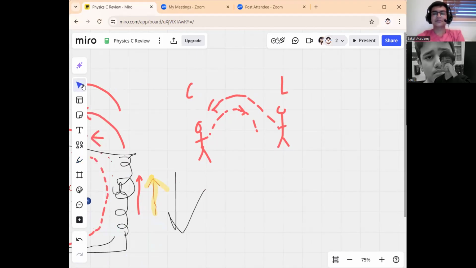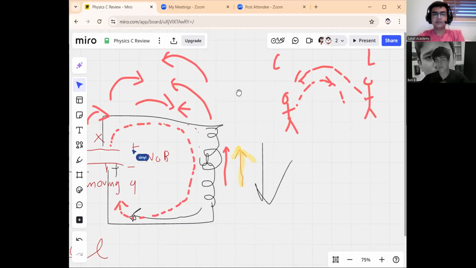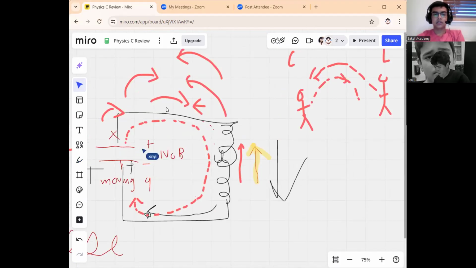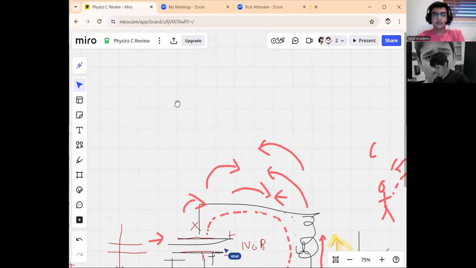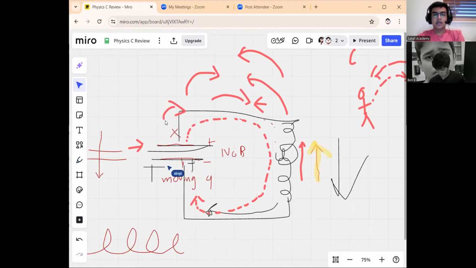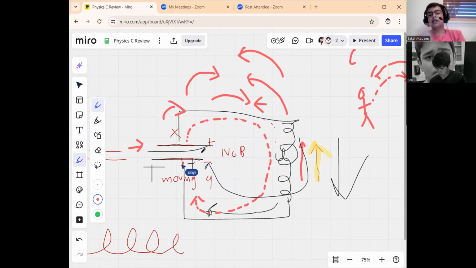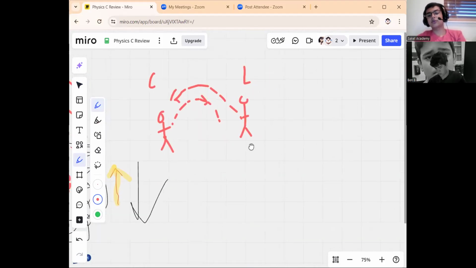So there is a point where, because you start with this plate being positive and this plate being negative, you kind of switch it up, right? Yeah, it sends part of the current this way and part of it back the other way.